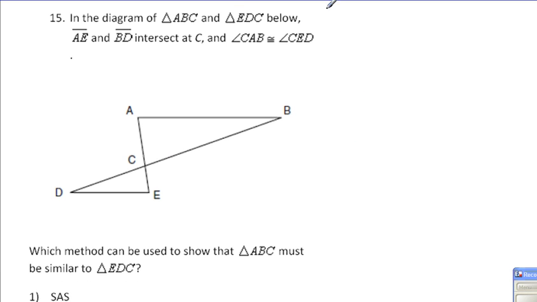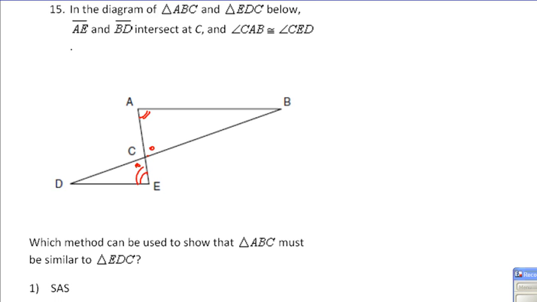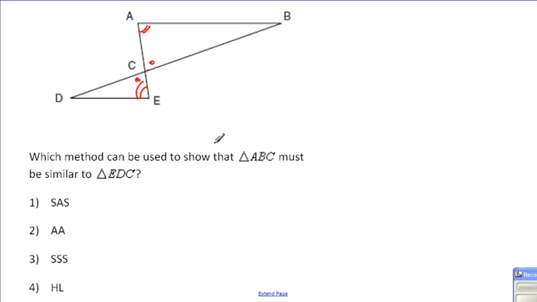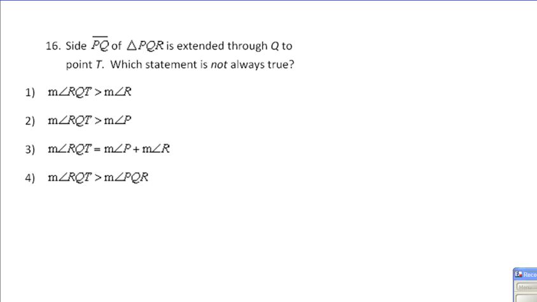Alright, let's look into this one. So we have angle CAB. That angle is congruent to CED, which is that angle. And obviously we realize that these two angles must be congruent by the vertical angle. Then how will we know these two triangles are similar? By AA, by two sets of angles that are congruent. Alright, so let us try to draw a triangle first.